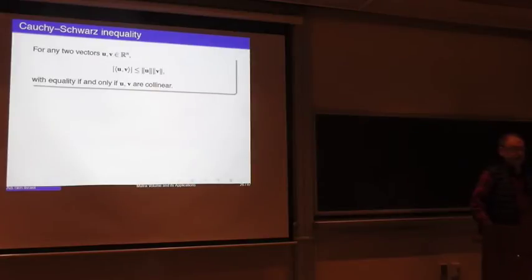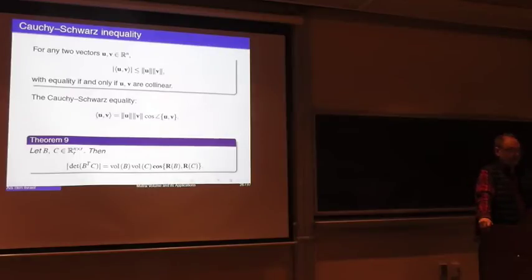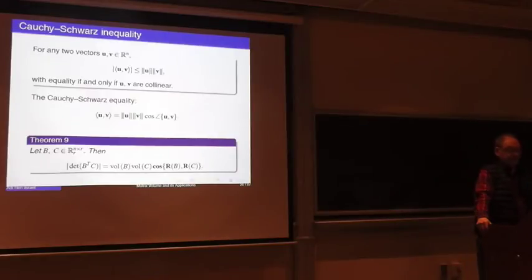Here is another result, a Cauchy-Schwarz inequality, and its generalization below is theorem 9. If you have two matrices, in this case of full column rank, B and C, the determinant of B transpose C in absolute value is the volume of B times the volume of C times the cosine, the product cosine of the ranges. This actually has been used. I was surprised, but some people call it volume correlation. So if you search for it, you'll find it.